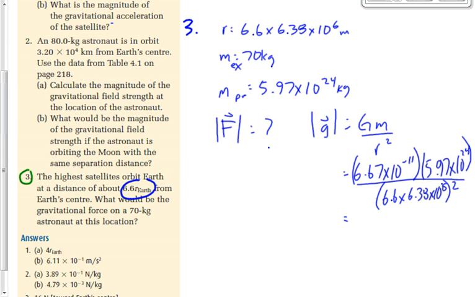Does anybody have that value, by the way? Josh, do you have that? 2458. Thank you. And that's going to either be in newtons per kilogram or meters per second squared. We want to find the gravitational force. Yep, I know, we're not quite there yet. So we found the field strength, but unfortunately, that's not what we're looking for.